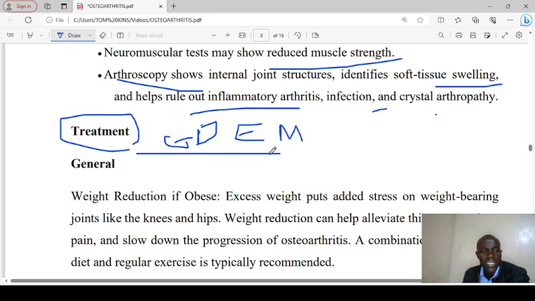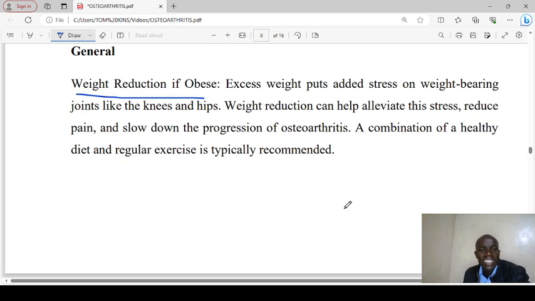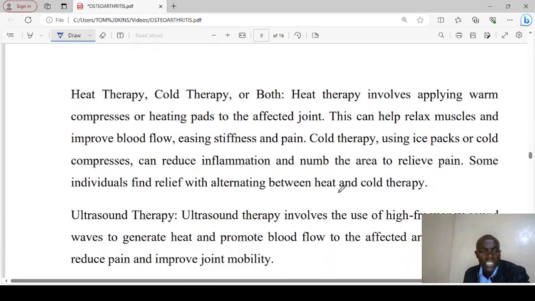Okay, so let's start with general. You find that you have to do weight reduction if they are obese. Anybody with a BMI above 30, we have to reduce the weight because excessive weight puts added stress on the weight bearing joints like the knees and the hips. So weight reduction can help alleviate stress, which reduces pain and slows down the progression of arthritis. A combination of a healthy diet and regular exercise is typically recommended for us to achieve this.